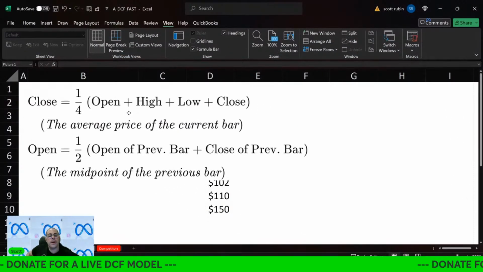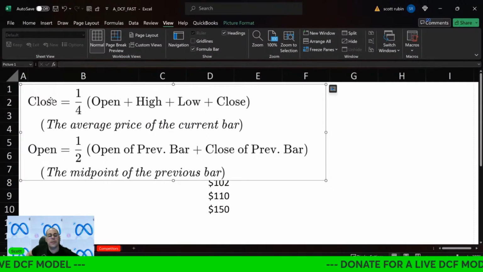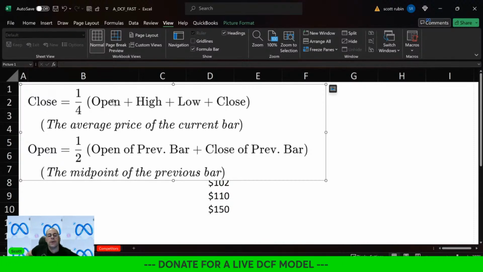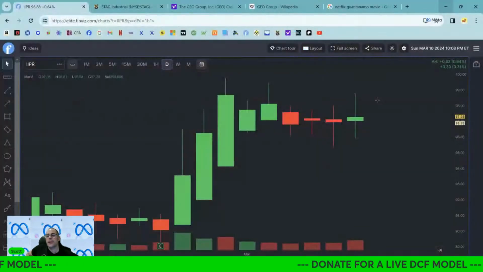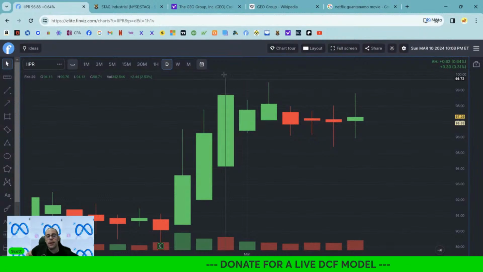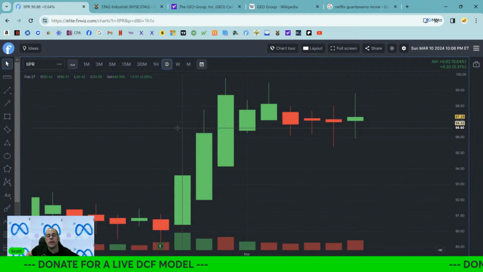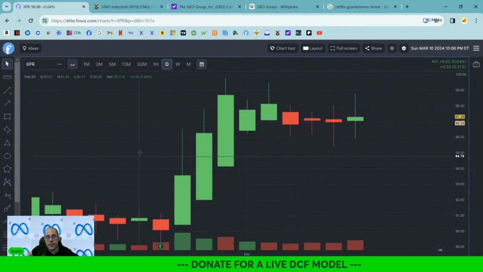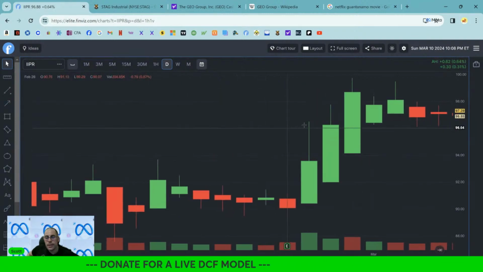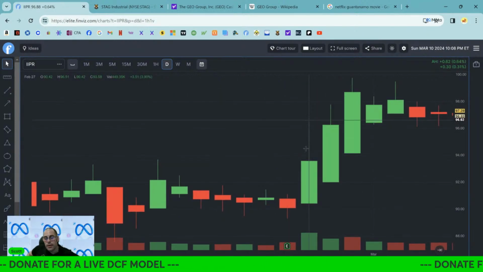So this is the calculation. It takes the closing price equals 1/4 of the open plus the high for the day plus the low plus the close. So it kind of averages out the numbers. Because if you have really big wicks in either direction, they want to smooth out those numbers. Like when you have a big wick up here, because it opened down here.